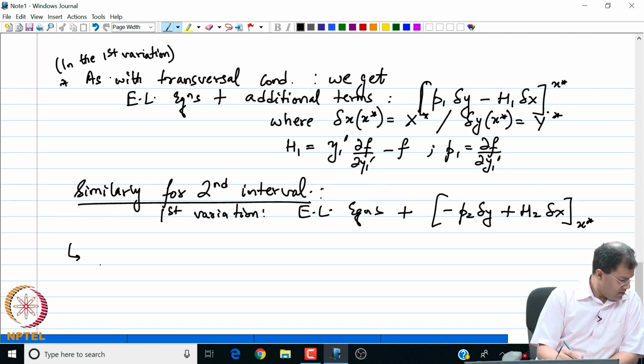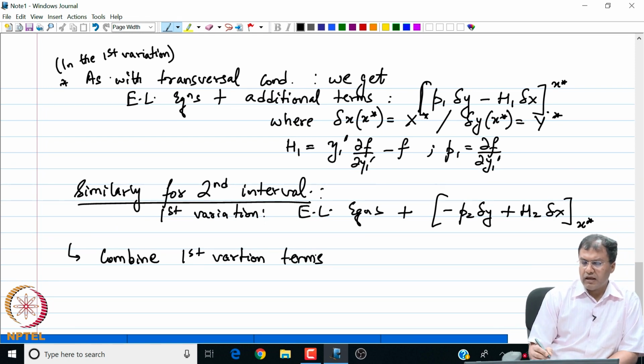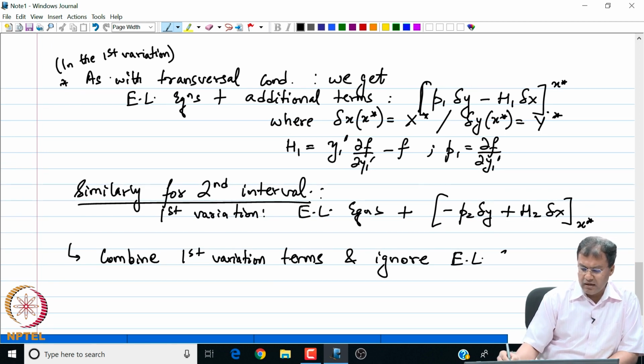So then we combine the first variation terms. I am not deriving very rigorously for the case of broken extremal, because we have done so for the case of continuous extremal, and so I am just giving some basic ideas. So we combine the first variation terms, and right now we ignore the interior, we ignore the Euler-Lagrange equations, because that will be true, right.